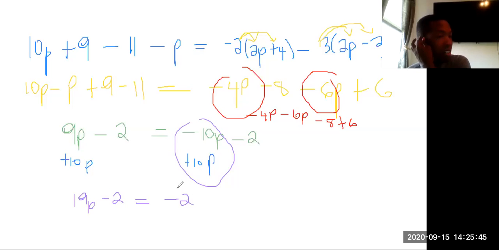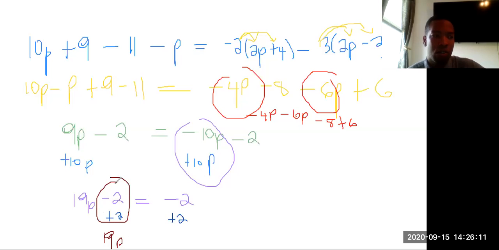2. Now I need to get this negative 2 on this side. So I'm going to do the additive inverse again. Plus 2 this time, because it's the opposite, and then plus 2. All right, so then I'm left with 19p, this is a 0, so we don't need to put it, is equal to, this is also 0. So I'm going to put a 0 right there. So I'm going to move this up here so we can keep track. 19p is equal to 0.